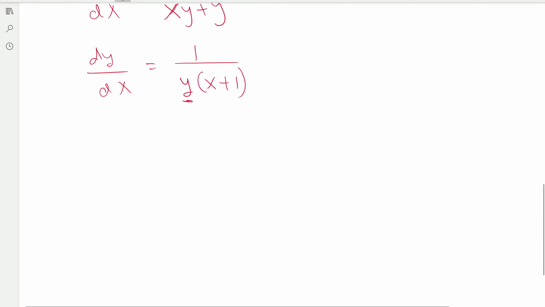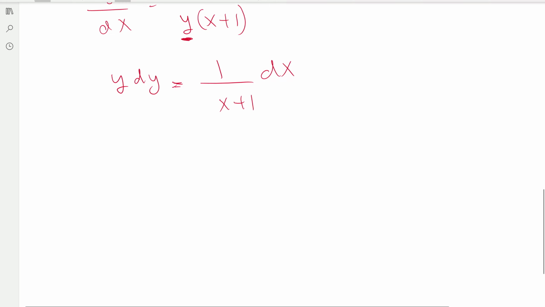Super easy. Take this y to the left, so it's y dy because it's in the denominator on the right. When you take it to the left, it comes to the numerator, and it's going to be 1 over x plus 1 dx. Easier than you thought. Now we can integrate.